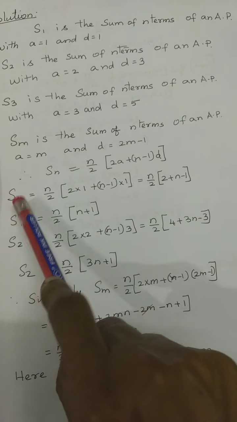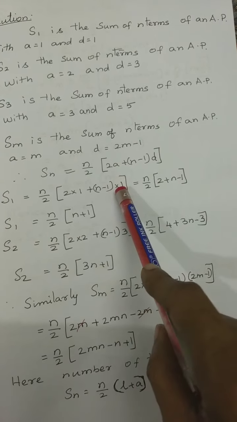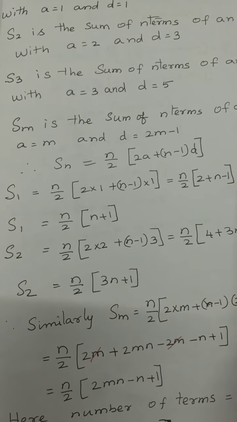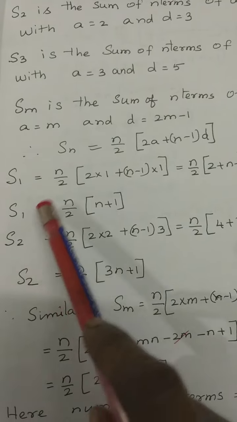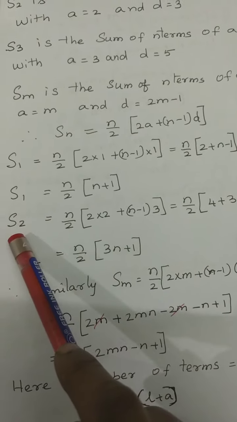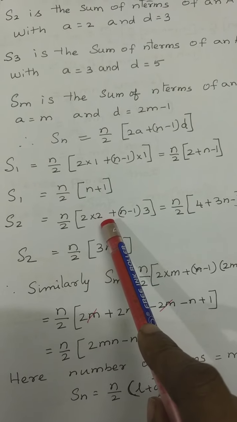First you take S1, n by 2 into 2 into 1 plus n minus 1 into 1. So n by 2 into 2 plus n minus 1. So S1 is equal to n by 2 into n plus 1. Okay. Then S2, n by 2 into 2 into 2.